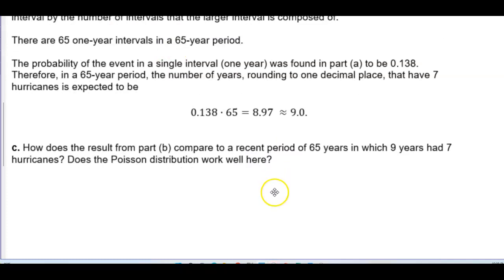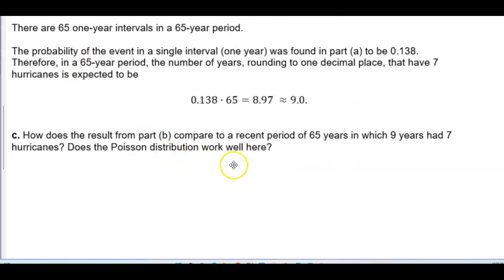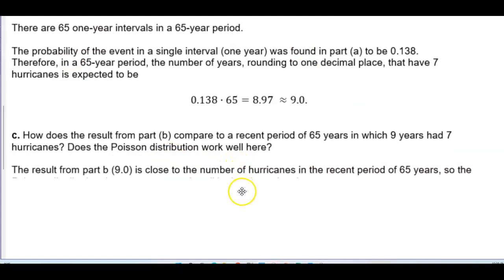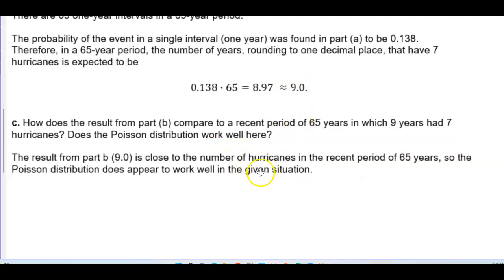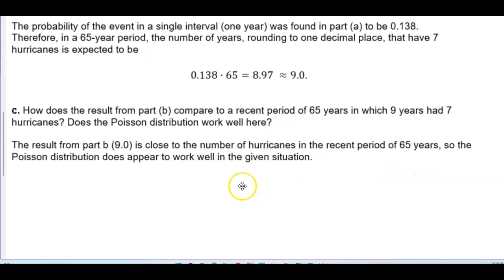Now, how does the result from part B compare to a recent period of 65 years in which 9 years had 7 hurricanes? Does the Poisson distribution work well here? Well, the result from part B was 9.0, which is close to the number of years with 7 hurricanes in the recent period of 65 years. So we would say that the Poisson distribution does appear to work well in the given situation.